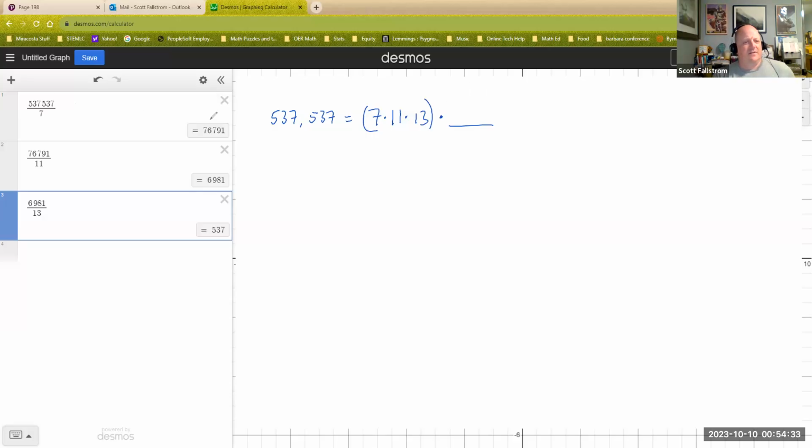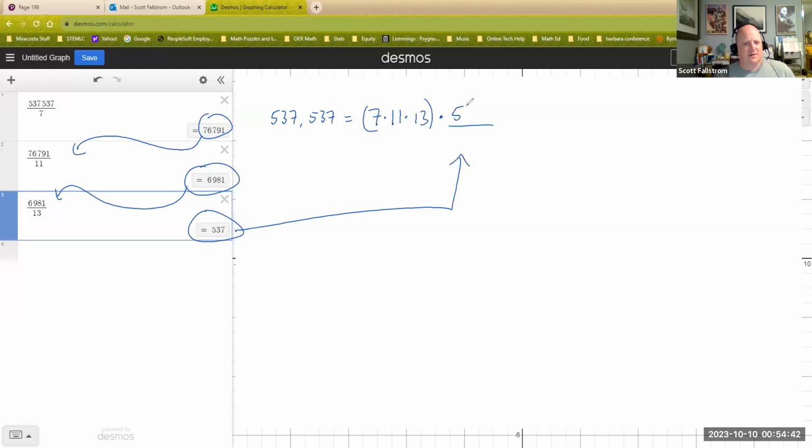So I divided by 7, I got a big number. Take that and divide by 11, I get a smaller number. Take that, divide by 13, I get an even smaller number, but it tells me what to write down, and it says write down 537. Well, that's pretty weird. So each side has a 537. So if you wanted to, what you could do is you could divide both sides by 537 because they're now equal.